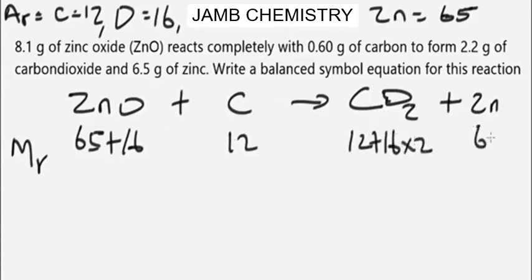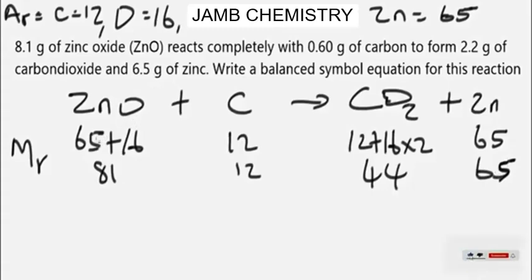For zinc, it's just 65. When you simplify this, 65 plus 16 gives us 81. Carbon is still 12. For carbon dioxide, 16 times 2 is 32, and 32 plus 12 gives us 44. Zinc is 65. Follow me, guys, I'm making progress. The next thing you're going to do, remember, we want to balance this equation using reacting masses.